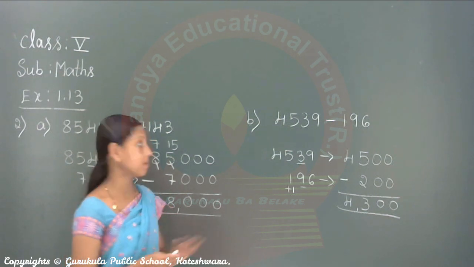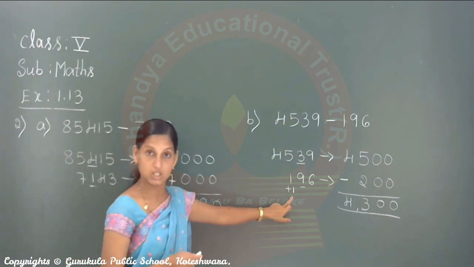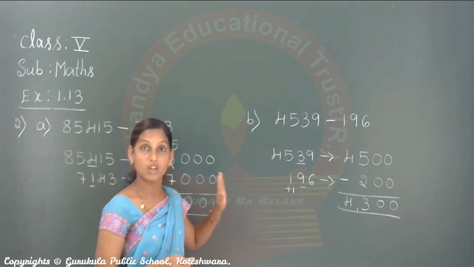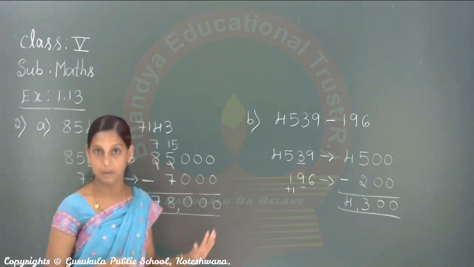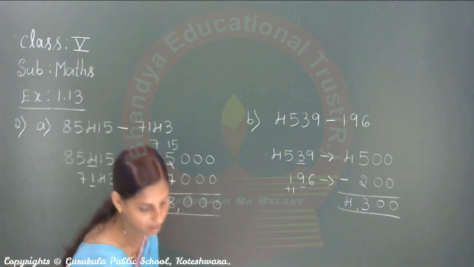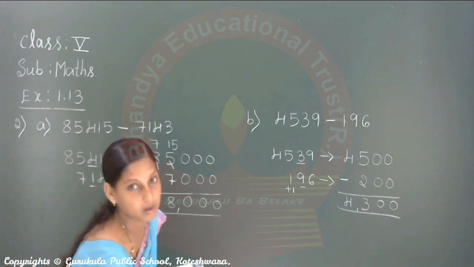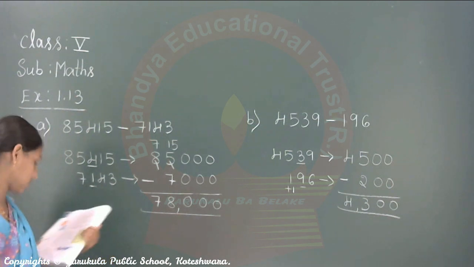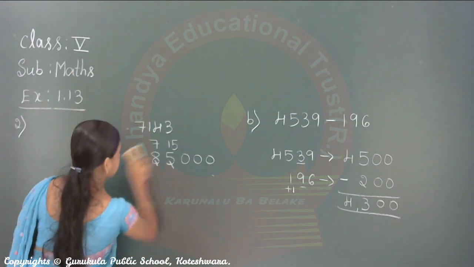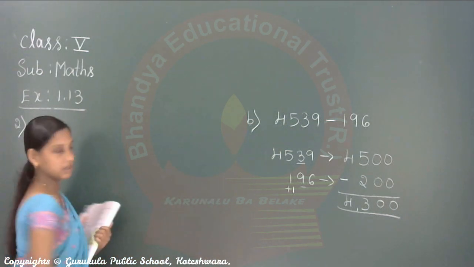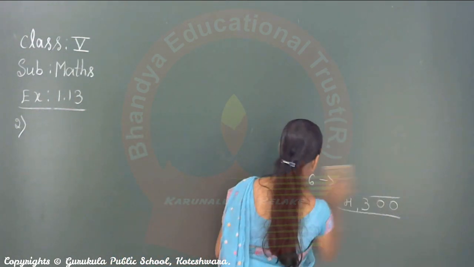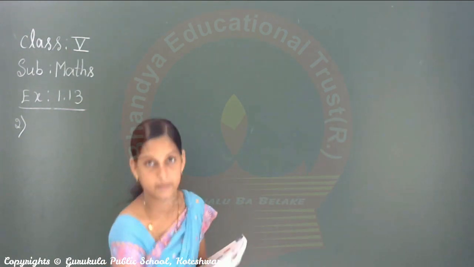In addition and subtraction, we have to estimate the given numbers to the smallest place value. You have to see which number has the smallest place value. Both the numbers you have to estimate to that smallest place value. Okay, so I hope you have understood. Example C you can solve, and I will solve the next problem, that is multiplication.